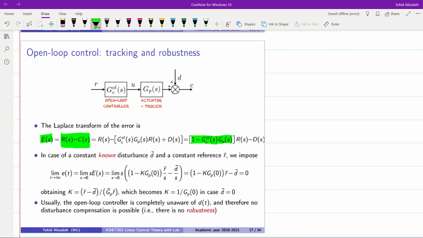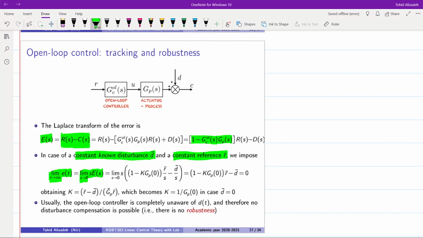Now, if we assume that we have a constant known disturbance, which is shown as D bar, and we have a constant reference R bar, then it is possible to find out the steady state value for the error. So we have the limit of E of t as t goes towards infinity, which is equal to the limit of S times E of S as S goes towards 0.